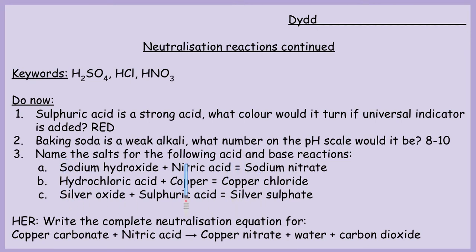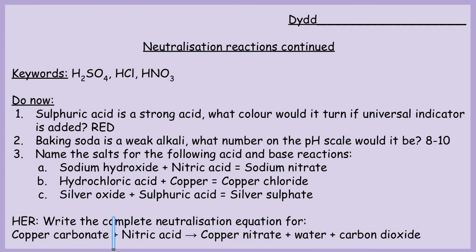Then we're going to name the salt. So remember the metal is the first name. So sodium plus nitric acid, well, nitric becomes nitrate. Hydrochloric acid plus copper. So we're going to have the metal, copper, hydrochloric becomes chloride. And then again, silver oxide plus sulfuric acid. The metal is silver and sulfuric becomes sulfate.